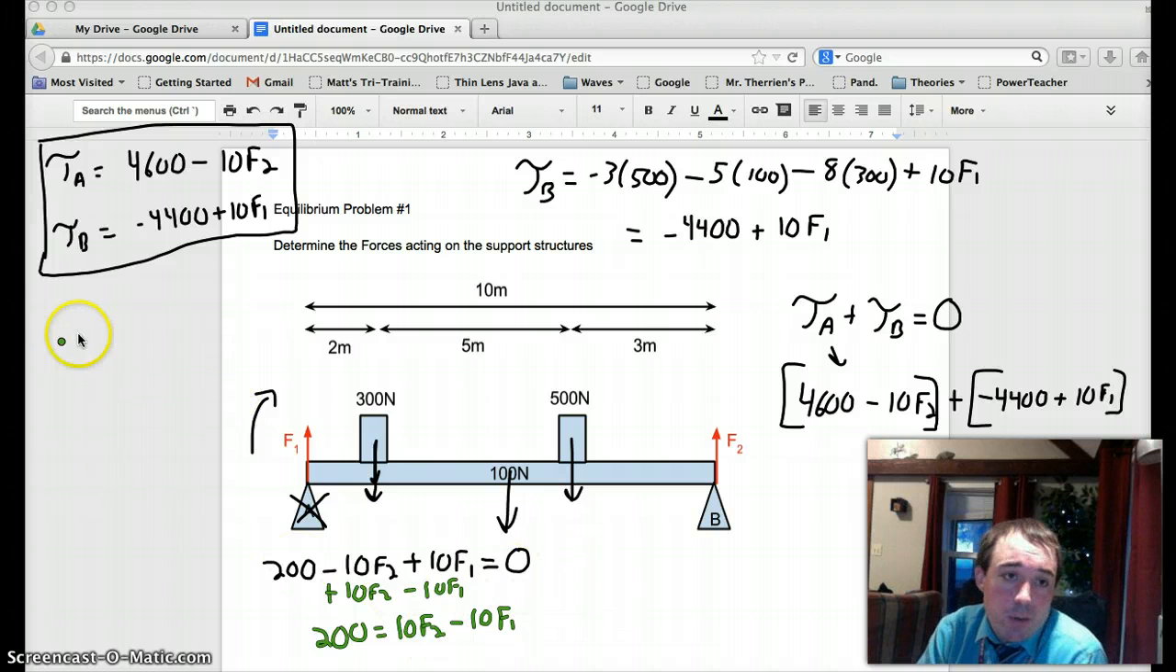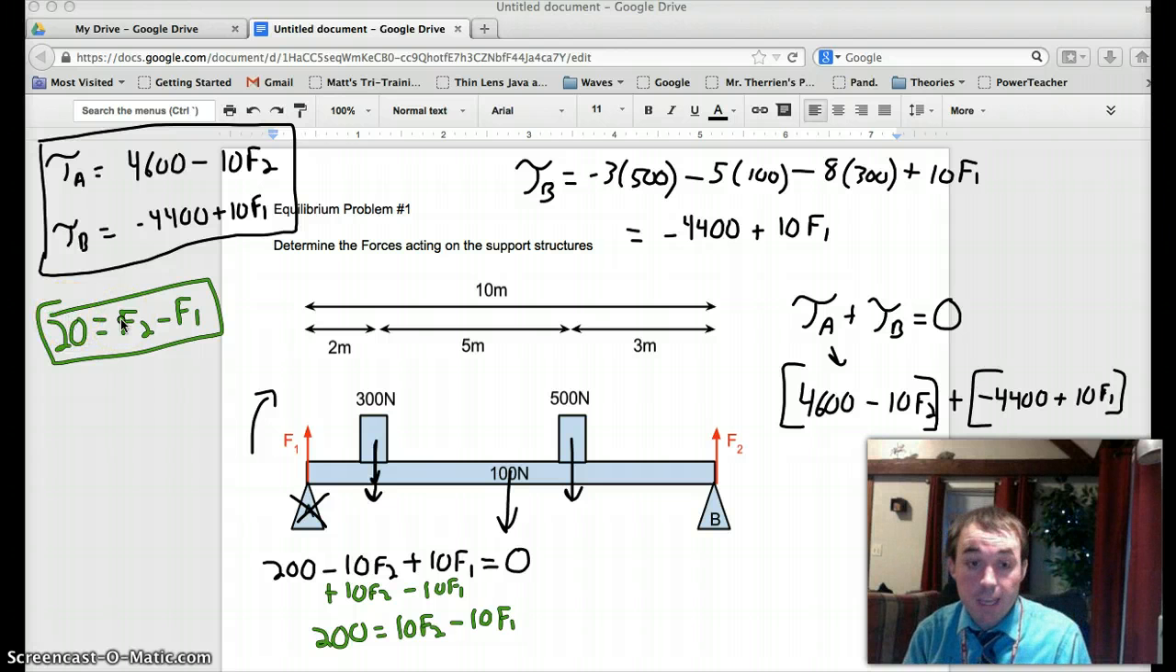So my ultimate equation that relates F2 and F1: all I did is factor out the 10, so you're going to get 10 times F2 minus F1 in parentheses, and then divide by 10, so I'm going to get 20 equals F2 minus F1. And this is key. So, remember this equation, 20 equals F2 minus F1. I'm just going to clear out to get some space, but you should be taking notes on this.